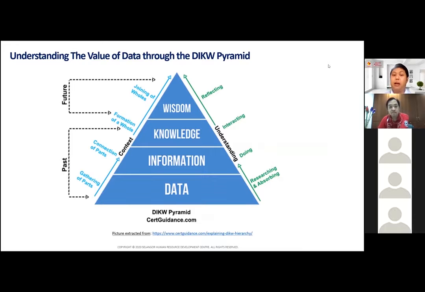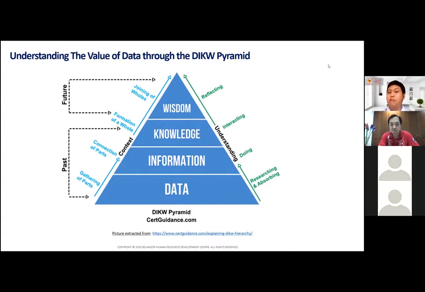Now, the understanding of the value of data comes from the concept of the DIKW pyramid. DIKW stands for data, information, knowledge, and wisdom. So what this means is that when you have a lot of data from the factory floor, you basically have a lot of information. And this information then translates to knowledge, knowledge about your production, your machine, your process. And from that knowledge, if you have a lot of data, information and knowledge, eventually it becomes wisdom.